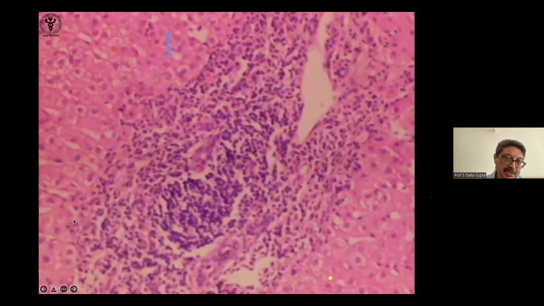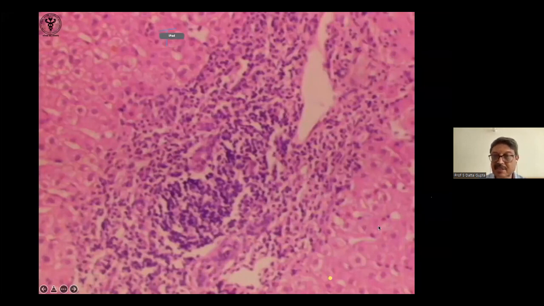You can't find the limiting plate. These little lymphocytes and other mononuclear cells are nibbling into it and going into the lobule. This is interface hepatitis or piecemeal necrosis, what was called piecemeal necrosis. These cells are ringing around hepatocytes. This is called peripolesis around hepatocytes.